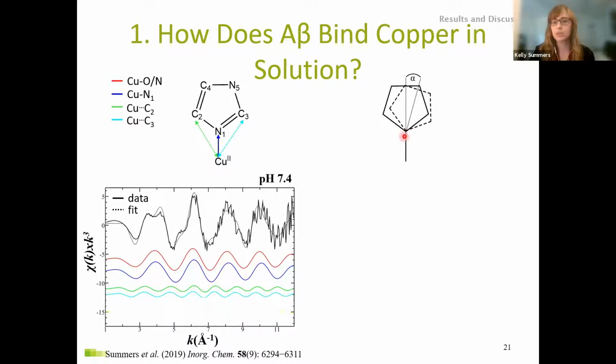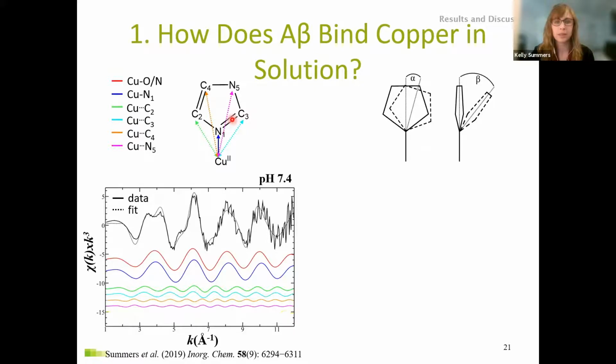It can actually tilt side to side in solution, and it can also tilt up and down. And this will affect these distances as well as the scattering from the copper to this carbon 4 and this nitrogen labeled 5 here. We also have multiple scattering from the copper through the nitrogen to the carbon 4 and to the nitrogen 5. And you can see how each of those paths combine into our fit, which is the dashed line.